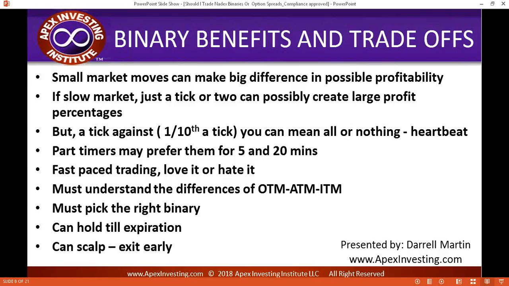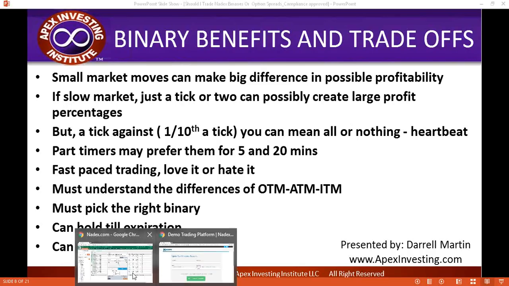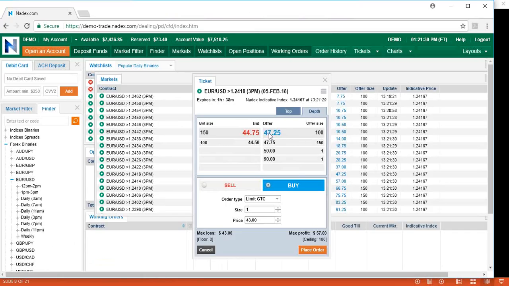And like I said, you can hold a binary until expiration, or you can scalp it and exit it early, okay? And you can exit early either way, meaning let's say that I bought this binary right here as an example, and I bought it for $47. And let's say the market turns around and goes against me, and all of a sudden this binary is priced at only 20 bucks. Well, I can get out early, okay, and take a smaller loss. I don't have to take the whole loss, right?